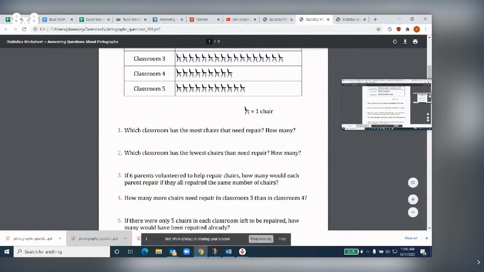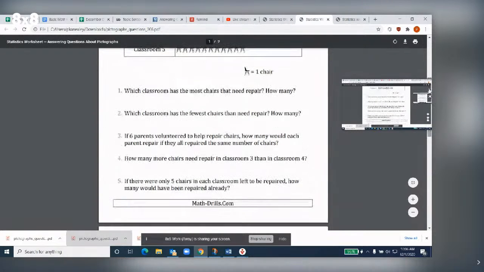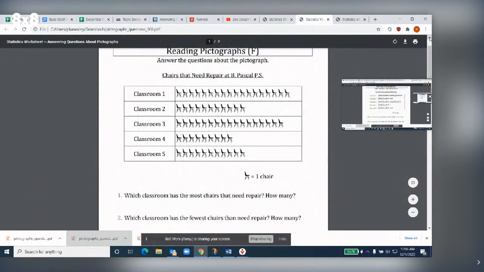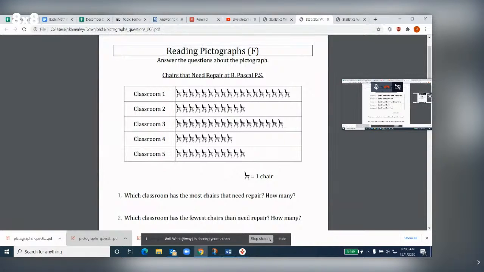Okay. And the last one, if there are only 5 chairs in each classroom that need repair, how many would have been repaired already? So you're going to count up the total number of chairs. Okay, remember there's only 5 in each classroom. So one good thing to do would be to cross out 5 chairs in each classroom. So if you want to do it, just put an X through 5 in each classroom.